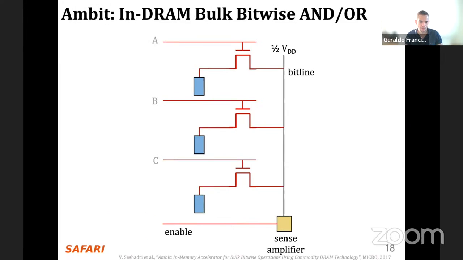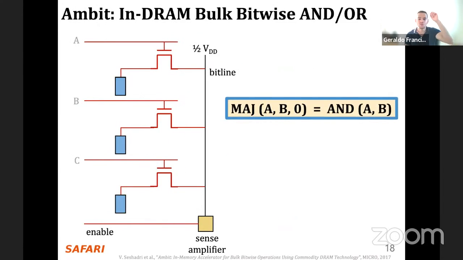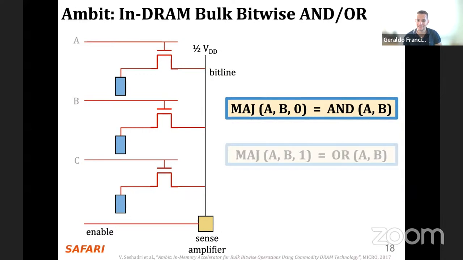So Ambit uses this triple row activation process, which does the majority operation, to implement Boolean majority, AND, OR and NOR operations by setting one of the input rows, for example C, to either one or zero. The AND operation is pretty much the majority of A, B, and zero. And the OR operation is pretty much equivalent to the majority of A, B, and one.